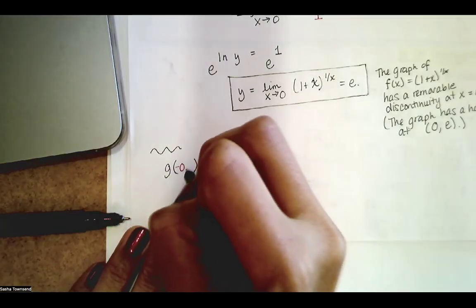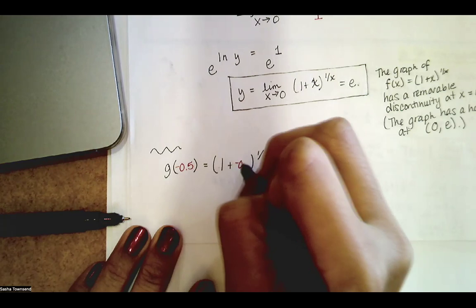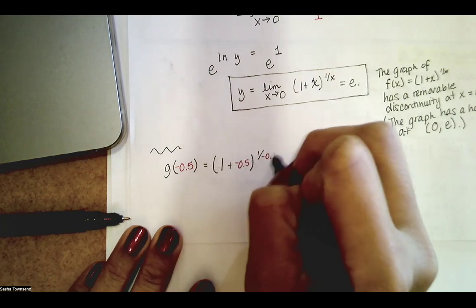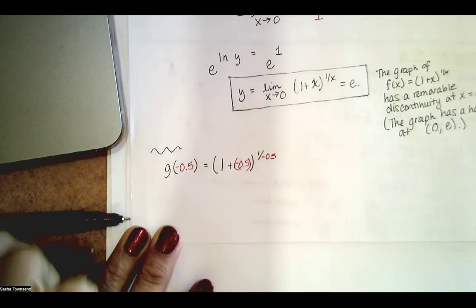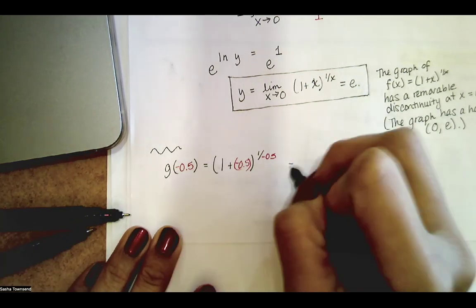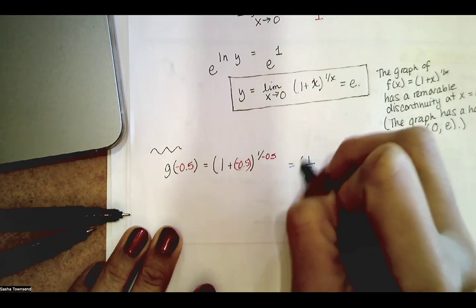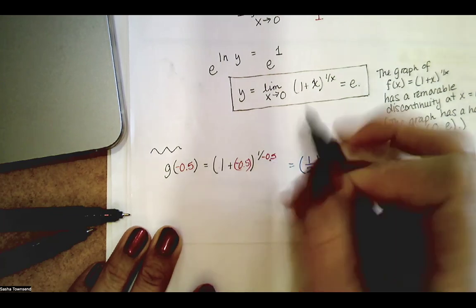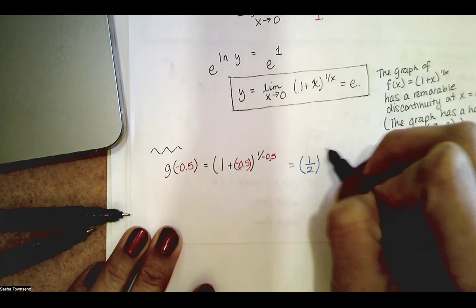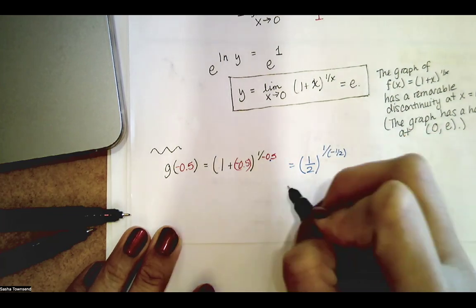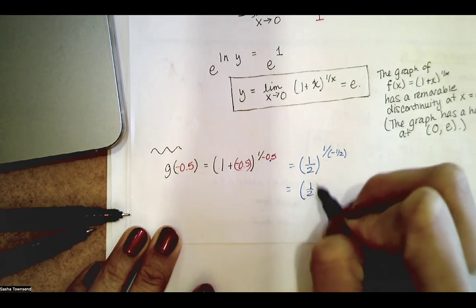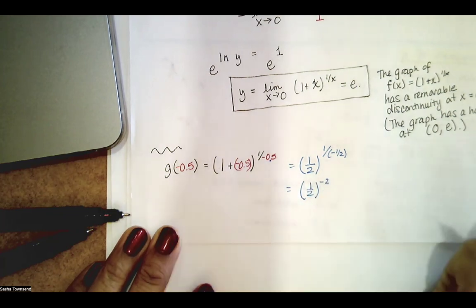So I'm evaluating g at -0.5. And 1 plus -0.5 is just 0.5. And I would prefer to think of it as a fraction. So let's think of that as 1/2. I've got 1/2, and this is 1 divided by -1/2. When you divide by a fraction, you can just flip it. This is actually 1/2 raised to the -2 power.